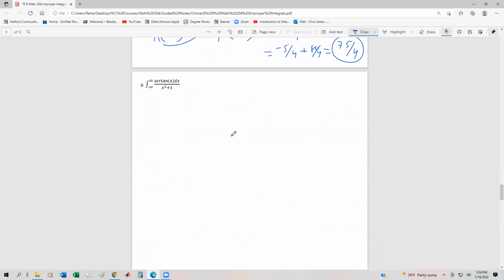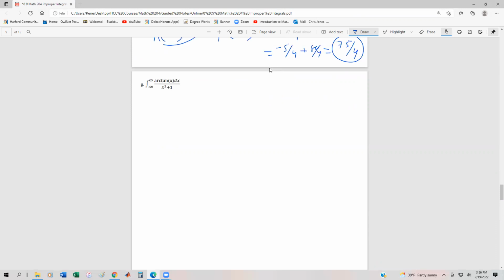All right. One more example before we finish up this video. This one's another sneaky sort of one that we have to break up. Okay, so we have the integral from negative infinity to infinity of arctan x dx over x squared plus 1. All right, so this one's sneaky because we have to do a u sub to start, but we also have two discontinuities here, at negative and positive infinity.